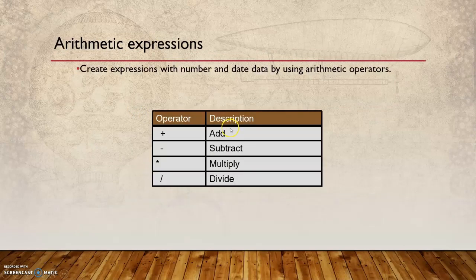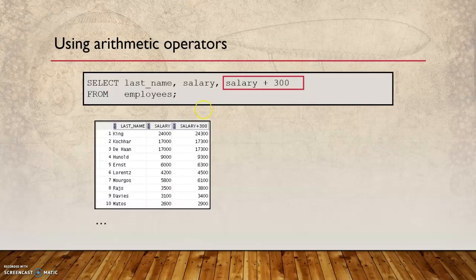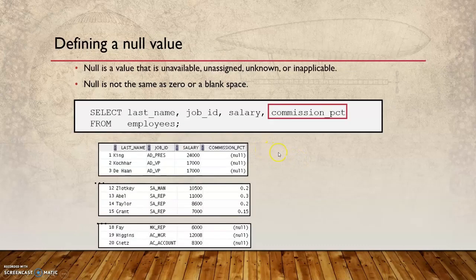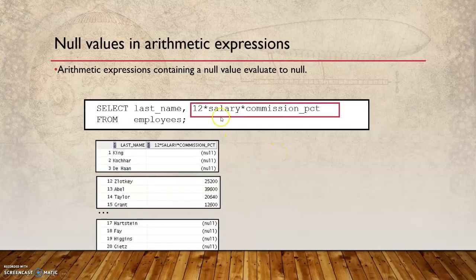Now, getting into some more details, you might have operators to add some values during retrieval, or multiply the values, subtract or divide. You can use that in the SQL statement, something like salary plus 300 from employees. This will add up the salary and provide you with the output. And then, defining null, you can also multiply 12 times salary into commission percentage and get the result.